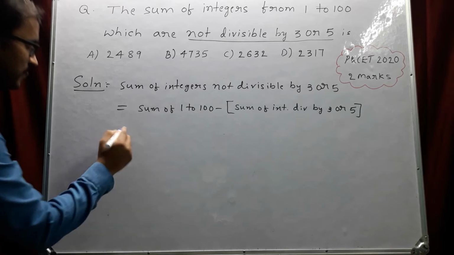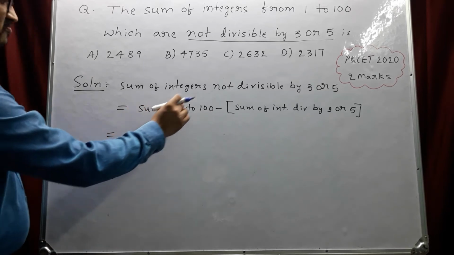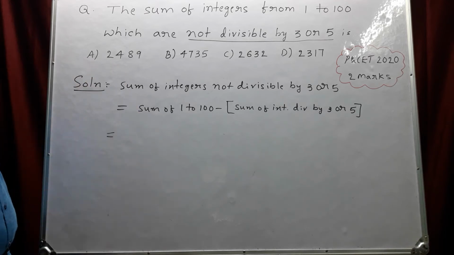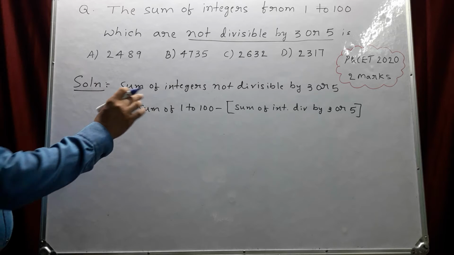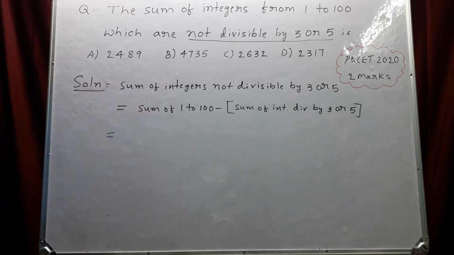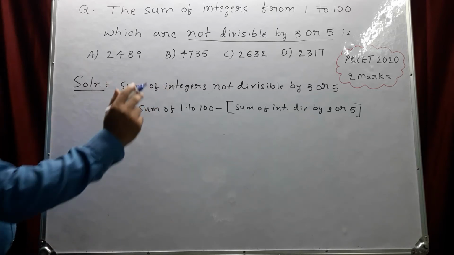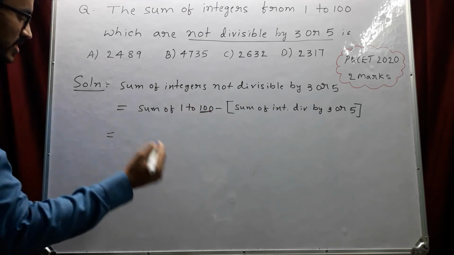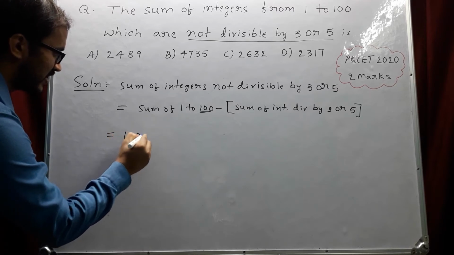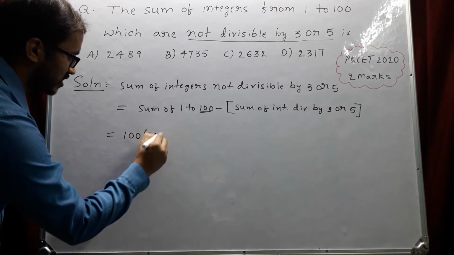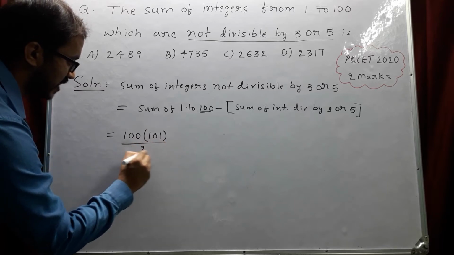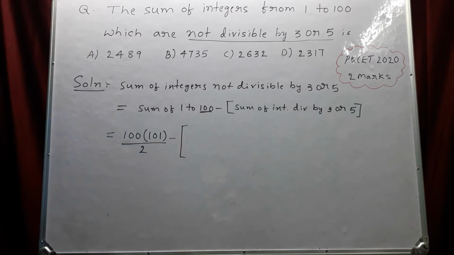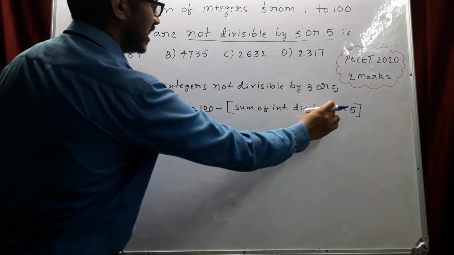So that is equal to, what is the sum of integers from 1 to 100? As I have given the formula, the sum of the first n positive integers is given by n into n plus 1 by 2. So here n becomes 100. So we can write it as 100 into 100 plus 1, that is 101, by 2, minus the sum of the integers divisible by 3 or 5.